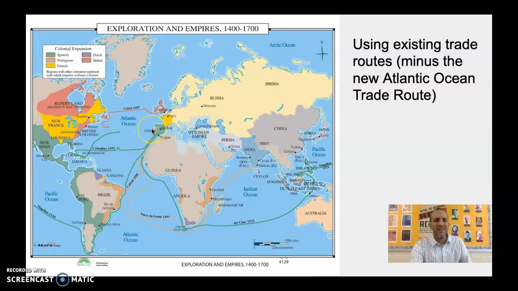One thing I want to point out before we get into anything is that on this map we are using existing trade routes. A lot of this unit is about new stuff: new interaction, new markets, new economic system, a lot of newness. But I do want to point out that for the most part, these Europeans are really just injecting themselves into a trade route that has existed already, which is the Indian Ocean trade.